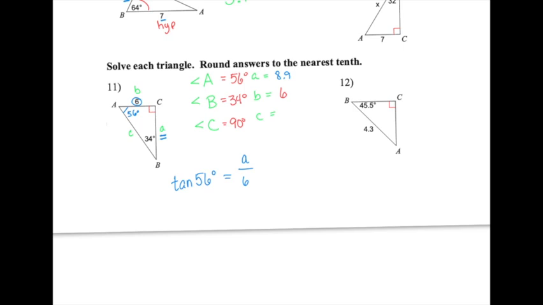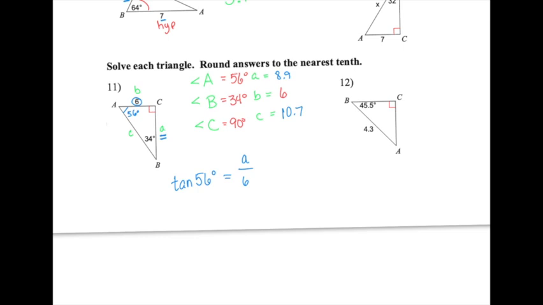There are two ways to solve for C. How do I solve for C? I could use Pythagorean theorem, or I could use a trig function, right? It's up to you. Either way, what do you get? Solve for side C. You should get that. Double check and make sure you do. You can either use a trig function like we just did for A, or you can use Pythagorean theorem.